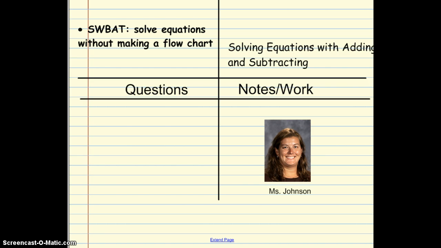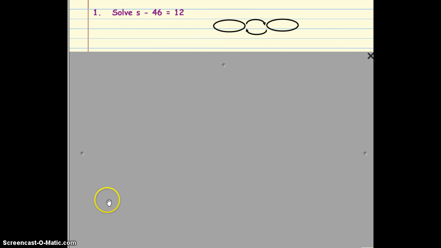Our SMART for today is we are going to learn how to solve equations without making a flowchart. You bet, you've heard it here first, without making flowcharts. Alright, let's first of all take a look at an equation in which we would make a flowchart.